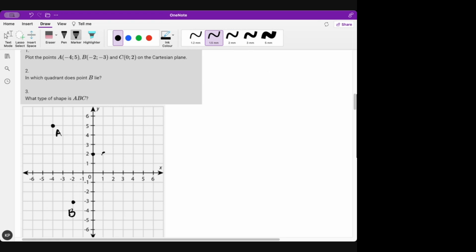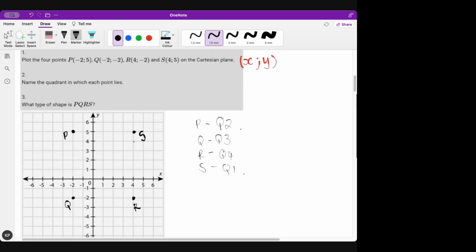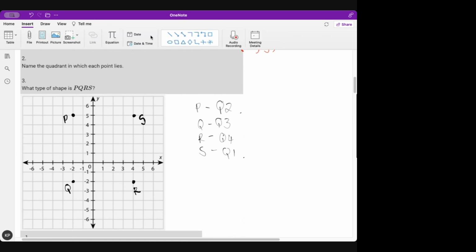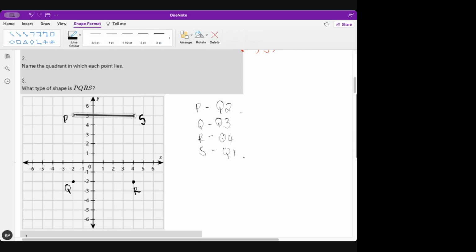Before I even join these, I just realized I didn't answer a question. Guys, something is wrong with me. I am joining these dots so that you can answer the last question for me. What type of shape is PQRS? Let's hear in the chat. What type of shape do we have here?